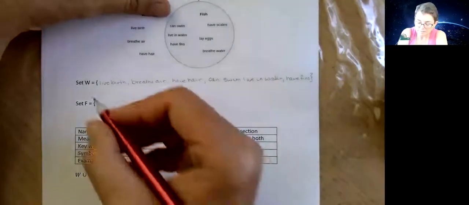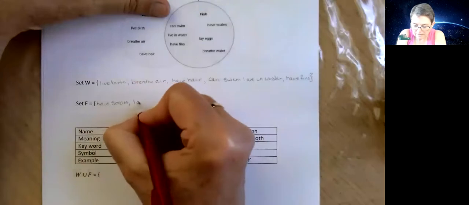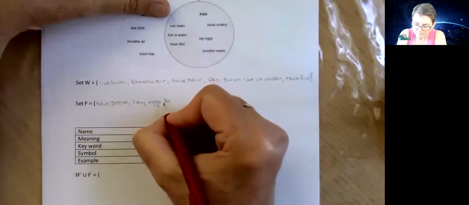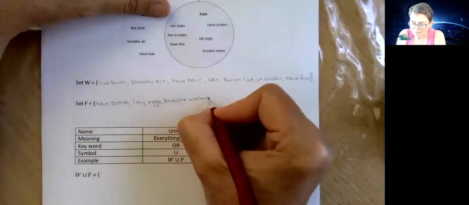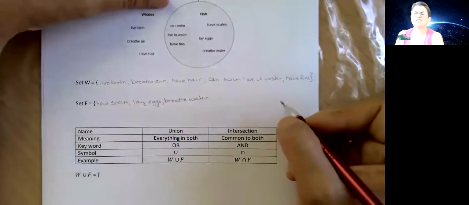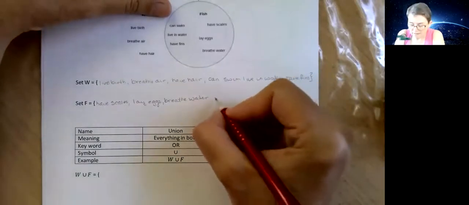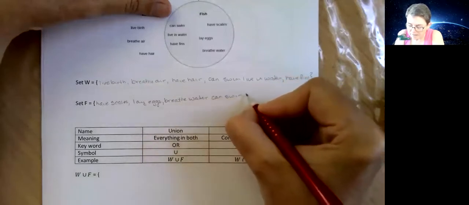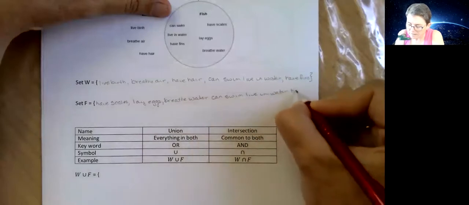So our little fishies have scales, lay eggs, breathe water. Not sure if we call it breathing. It comes into their gills, but it's not a biology class. Can swim, live in water, have fins.